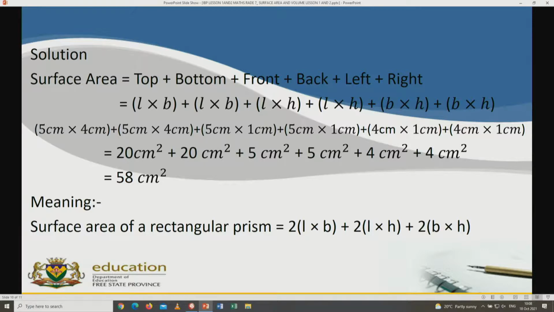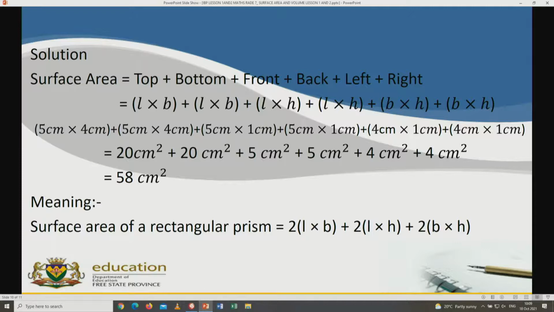And therefore, if you look at the shape of the top part, it is a rectangle. For this, the area of a rectangle is length times breadth. Now the bottom side will also be length times breadth, because they are identical. The opposite faces of a rectangular prism are identical.